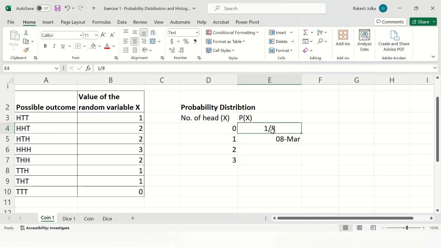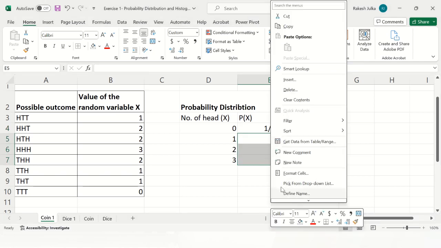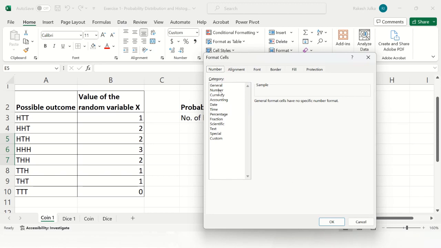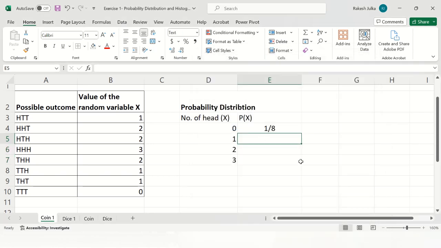So what I can do is change this a little bit in this way. I'm using text here because I just want to show you what the possibilities are. So in this case, that will be 3 divided by 8. Right, so this is the possibility that we have in this case.